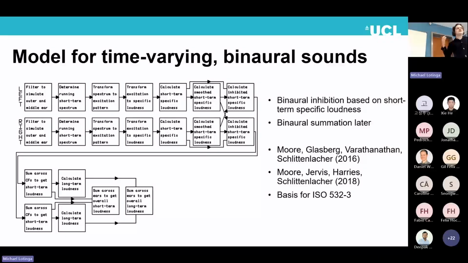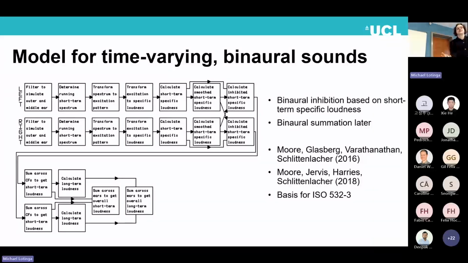So first, for each ear, we go through the outer ear, through the middle ear. We determine the spectrum, the instantaneous spectrum. We transform that spectrum to excitation patterns. Then we transform the excitation patterns to specific instantaneous loudness. We apply the automatic gain control to calculate specific short-term loudness.